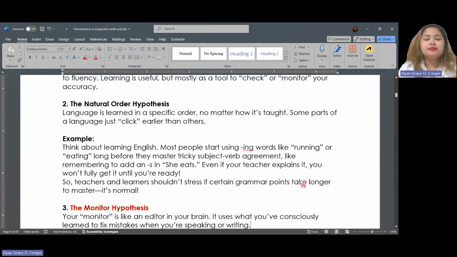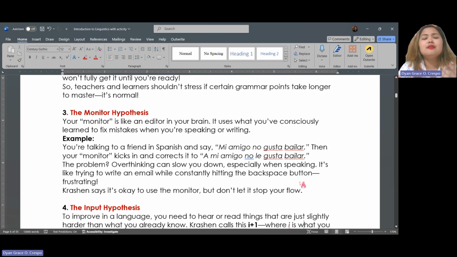Now, the monitor hypothesis naman, your monitor is like an editor in your brain. It uses what you've consciously learned to fix mistakes. Ito yung monitor hypothesis. May mali eh. There's something wrong with this. And sometimes consciously you try to edit it.